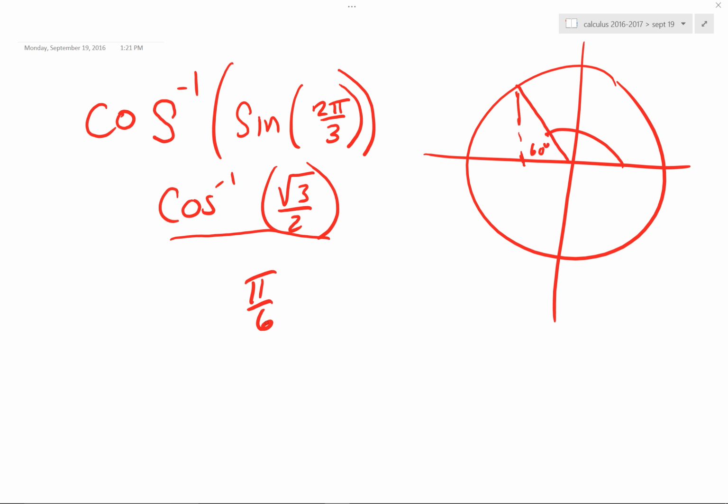Okay? So this angle in here is one that we know. We know the sine of it is square root of 3 over 2. And then we want to know what angle has a cosine of this ratio. Well, it's pi over 6. Not very hard to do. Just see if you're paying attention. Okay, they're functions in a function. Where do I start? Inside, like always.